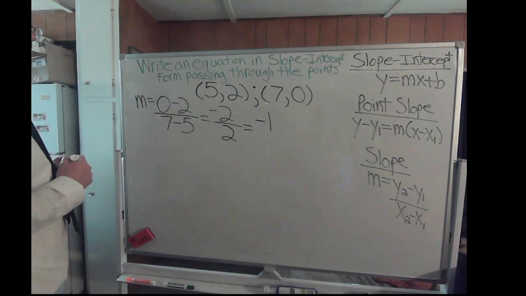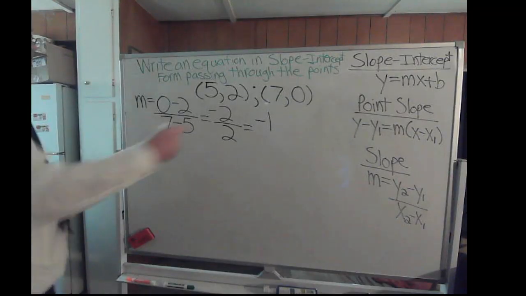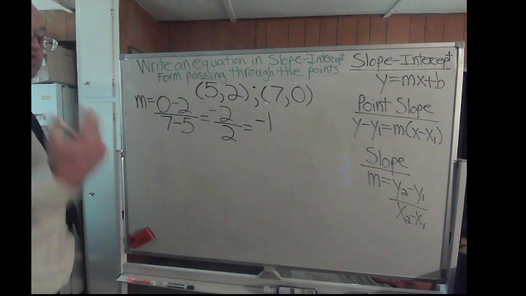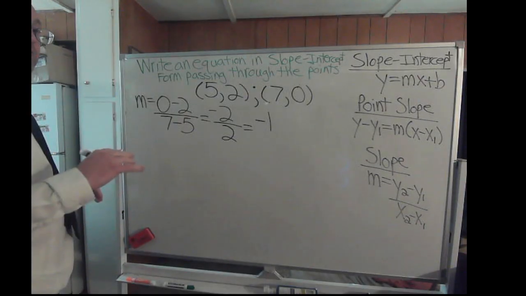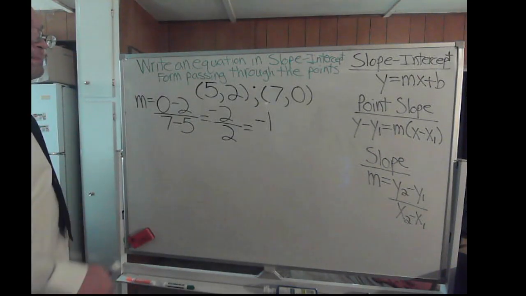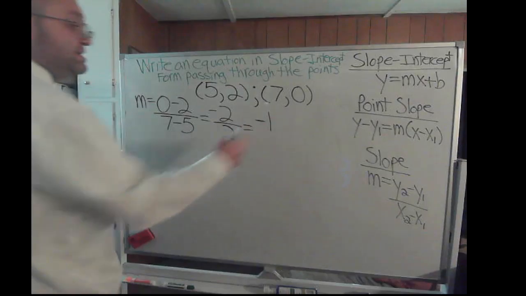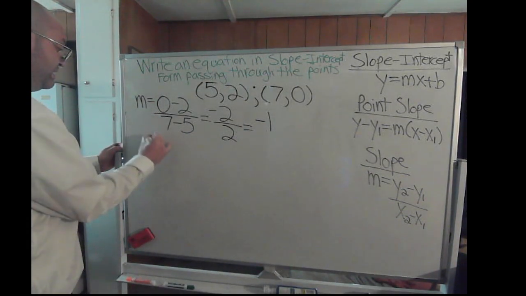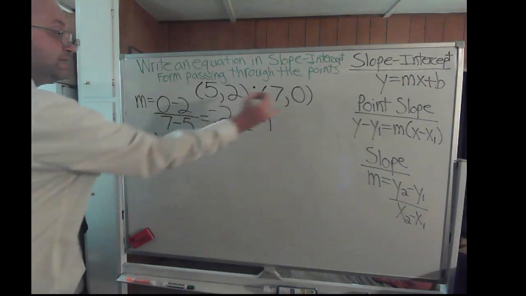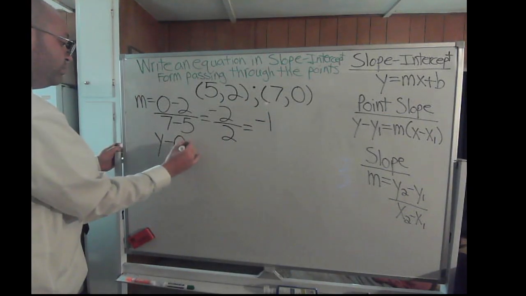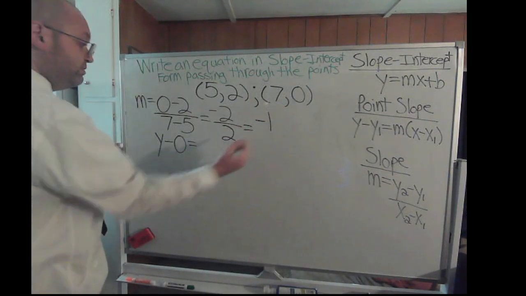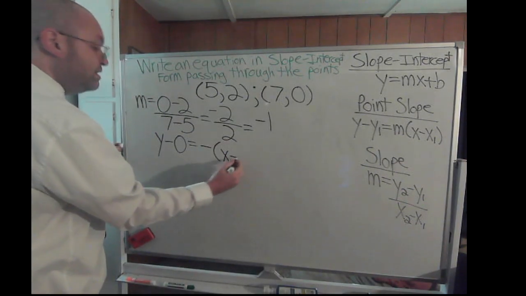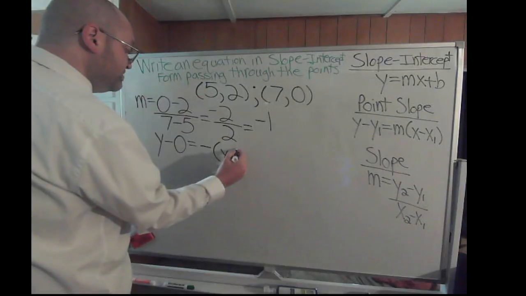Again, it doesn't matter which of these 2 points you pick to use in your point slope form. Pick whichever looks easiest for you. If none of them look easy, just pick one and run with it. But in this case, I think 7, 0 looks to be the easiest. You'll see why in a second. So y minus y sub 1, your y sub 1 would be 0, is equal to your slope of -1, or simply just a negative sign, times x minus your x sub 1, which is 7.